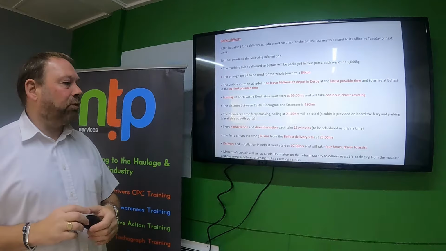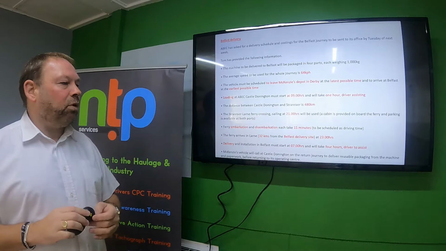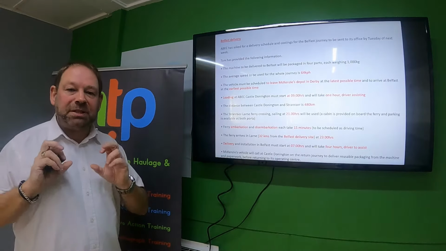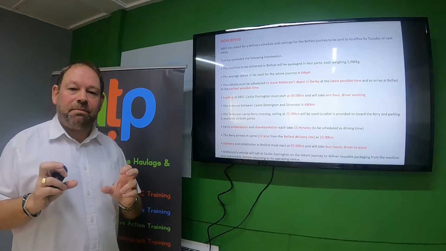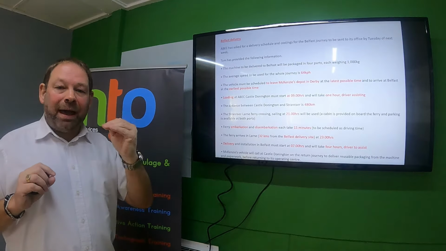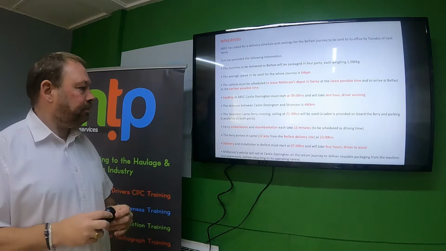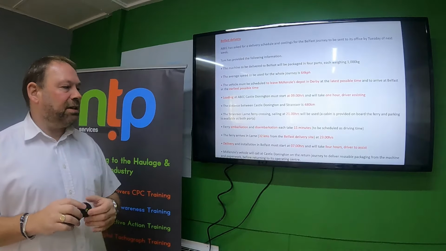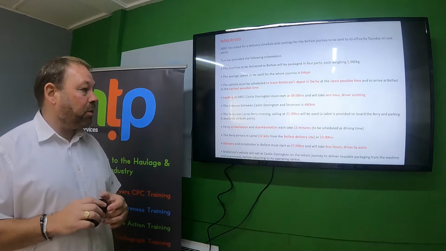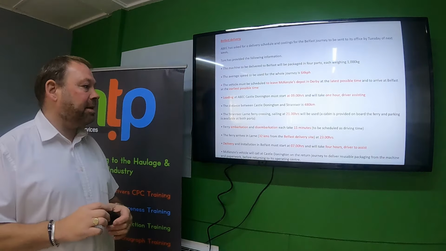Loading at ABEC Castle Donington must start at 9 o'clock and will take 1 hour, driver assisting. That's the first specific time they've given us. So we now have a point in our schedule of 9 o'clock where we've got to work towards. The distance between Castle Donington and Stranraer is 480 kilometres. So we're going to need to know that distance.